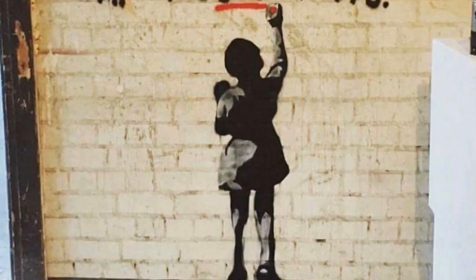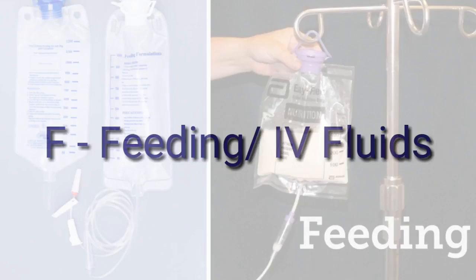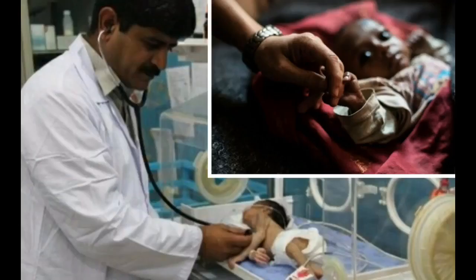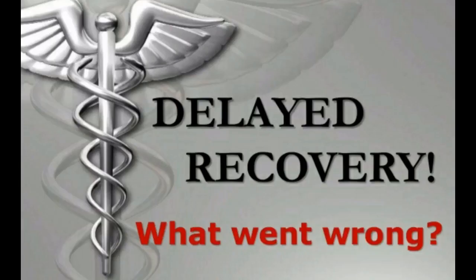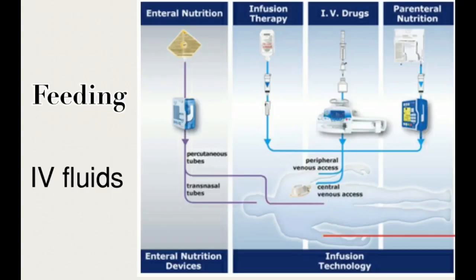The mnemonic starts with the alphabet F. F is for feeding. When you see this, ask yourself whether the nutrition or IV fluids being given to the patient are sufficient or insufficient. Malnutrition or deficient IV fluid administration delays recovery, increases complications or even worsens the prognosis of the critically ill patients. Ensure optimal feeding and adequate IV fluid intake.